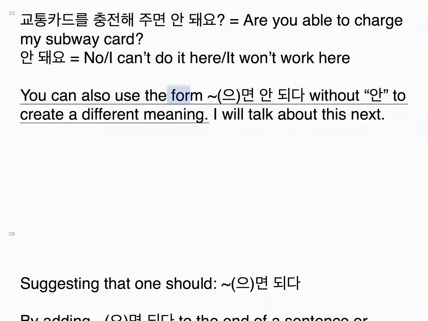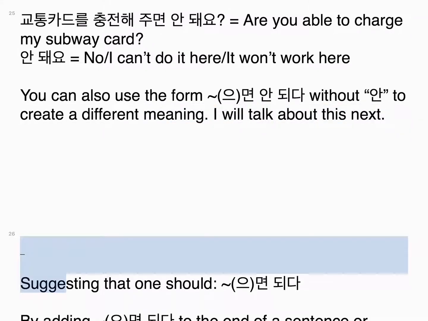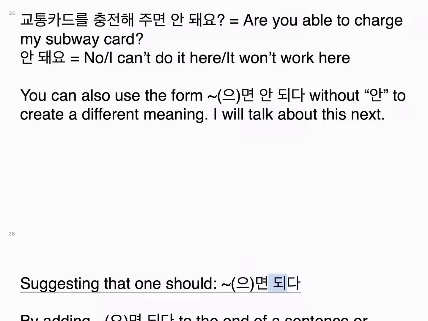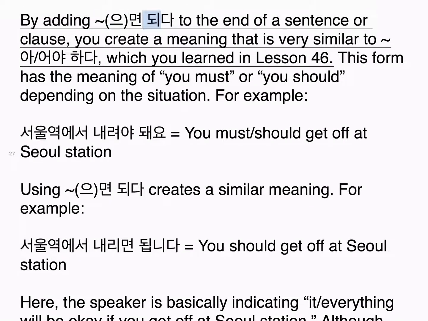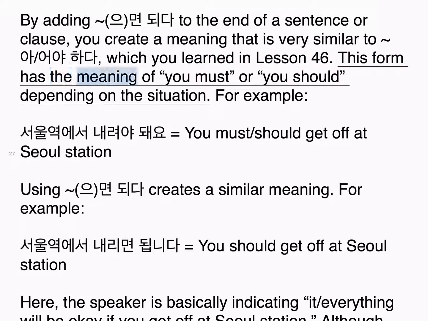You can also use the form 으면 안 되다 without 안, to create a different meaning. I will talk about this next, suggesting that one should 으면 되다. By adding 으면 되다 to the end of a sentence or clause, you create a meaning that is very similar to 아어야 하다, which you learned in lesson 46. This form has the meaning of you must or you should depending on the situation.